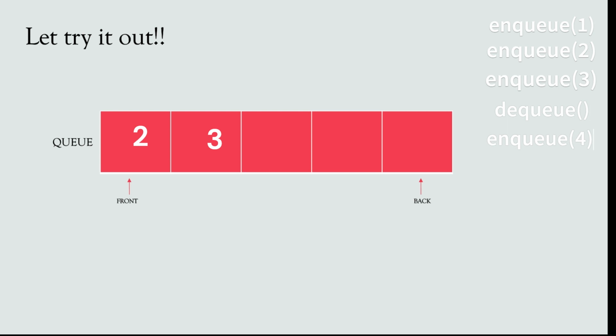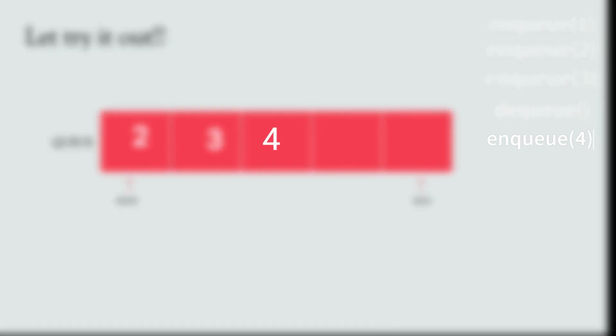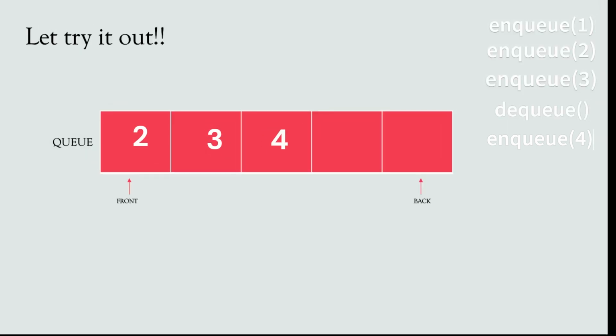Then we enqueue 4. And then we dequeue, so the 3 would take the 2 spot and the 4 would take the 3 spot. And that is all. So if you wanted to essentially dequeue both of them, you would just dequeue to have an empty queue.